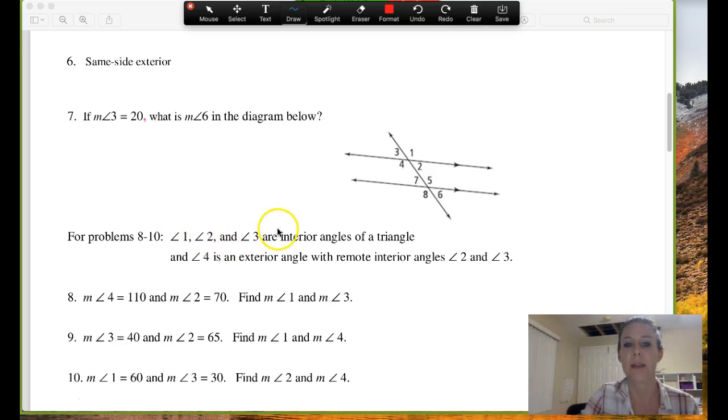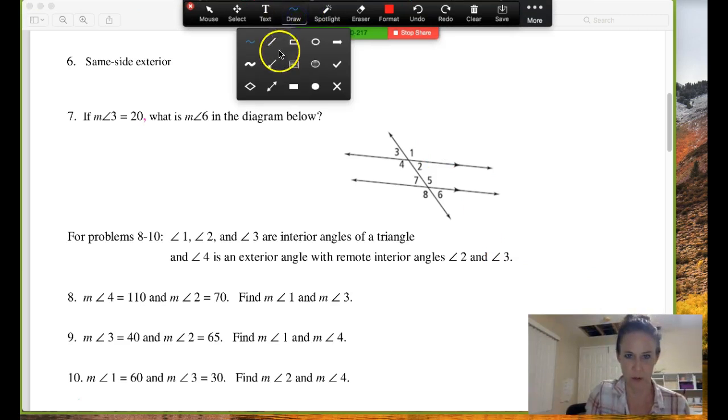Angles 1, 2, and 3 are interior angles of a triangle. Angle 4 is an exterior angle with remote interior angles 2 and 3. You need to make a drawing here. So let's go ahead and make a drawing.